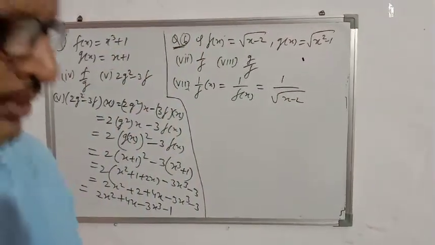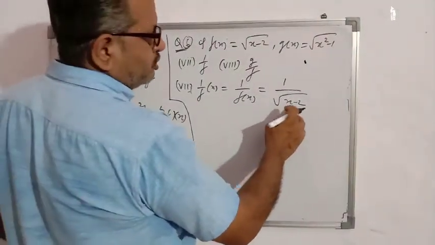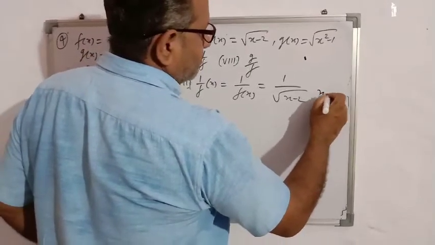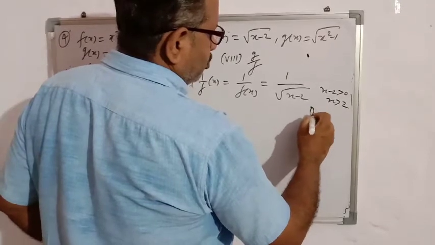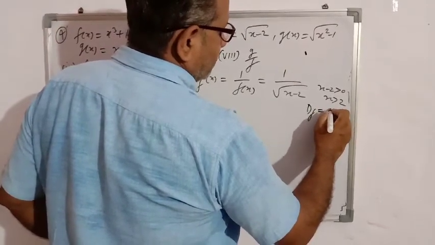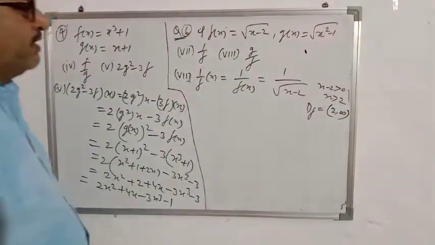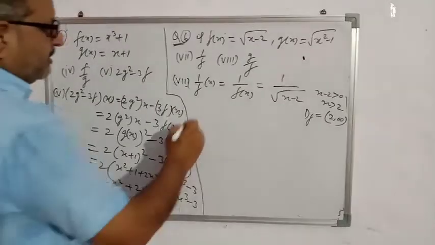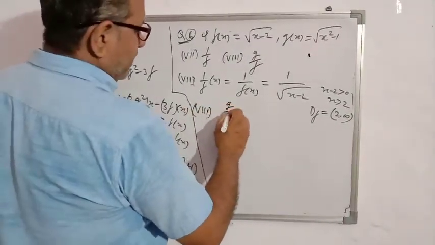So what will be the domain of this function? x minus 2 should be greater than 0, which means x greater than 2. So the domain of this function will be greater than 2, meaning 2 to infinity. That was the seventh part. Similarly, the eighth part, g by f.